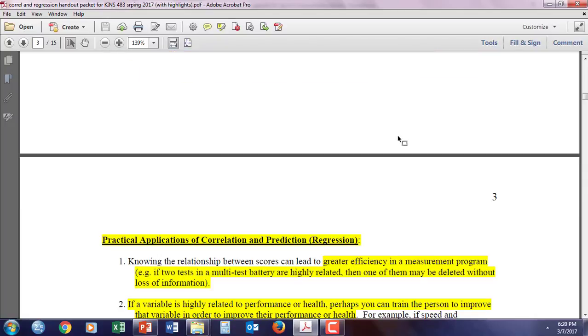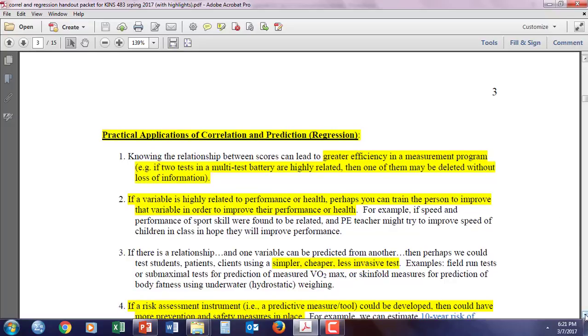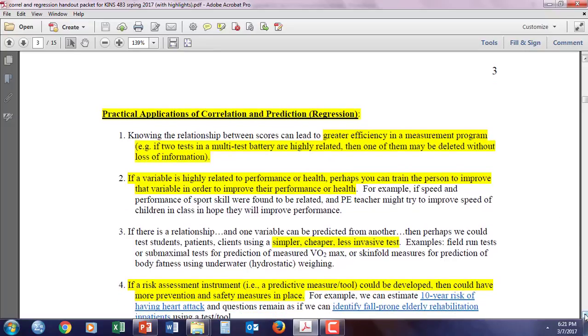All right, coming back now to the packet, I want to remind you that these correlations are extremely important in our field, and it's important that you know how to move ahead with interpreting these correlations, because there are many practical applications. One of them we've already talked about, and next to this one you might want to write the word redundancy. Redundancy. We know that we have 2 measures perhaps which are highly related in a multiple test battery.